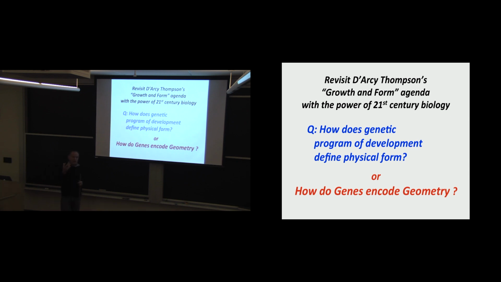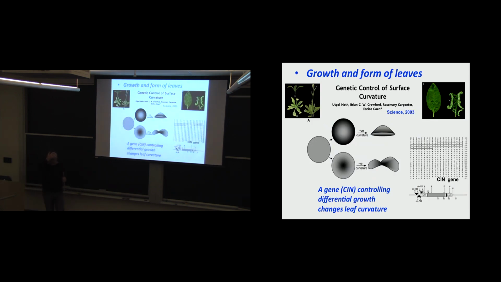So how do we program the developmental process so that at the end of the execution of the dynamic program, we end up with some non-trivial shape? So Darcy Thompson was talking about growth and form, and here is a very simple example in which growth actually controls form.